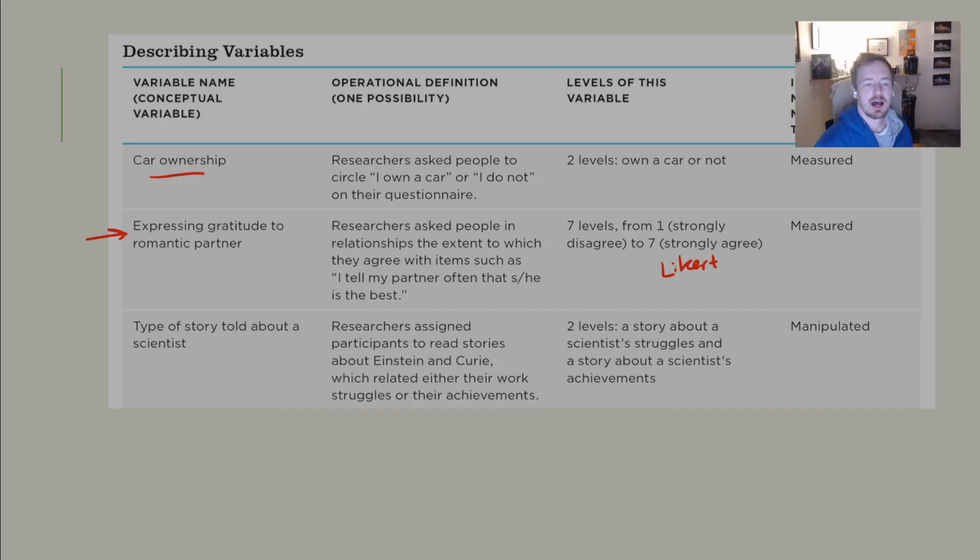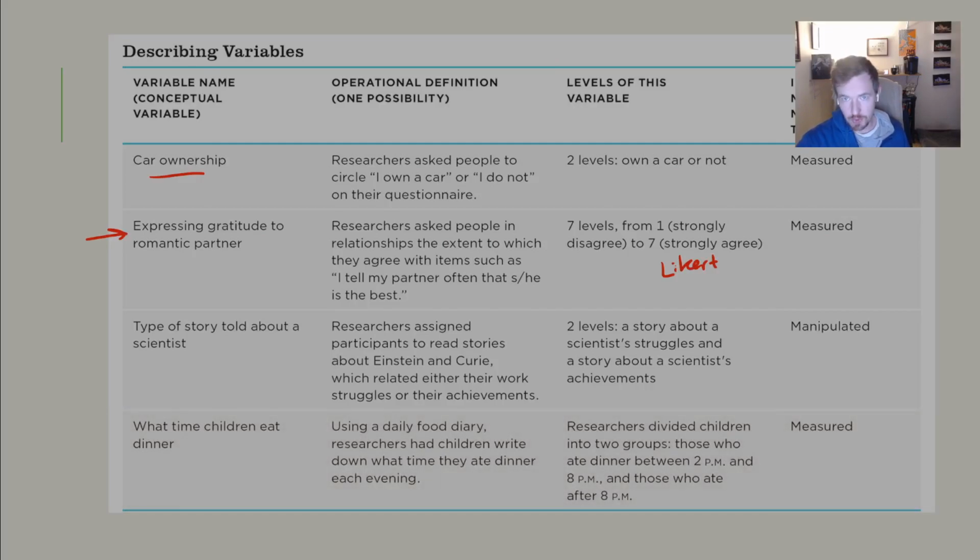I don't know. Another example would be the type of story told about a scientist. This is kind of weird, right? But a type of story. So this would be, and this is an independent variable, where if I gave you one story about Einstein and then one story about Marie Curie, or if I gave you a story about a scientist that was positive and one that was negative. In that case, I'm taking something that is abstract, which is stories about scientists, and turning it into something that we can agree on and measure and quantify.